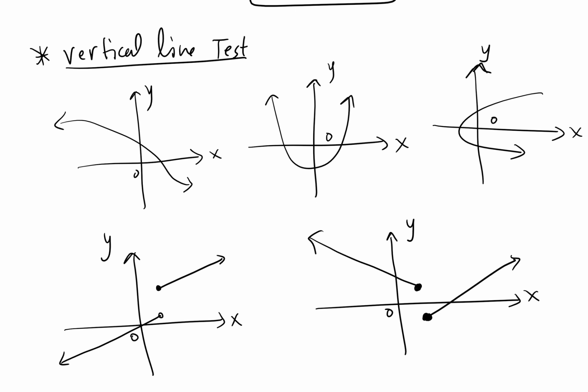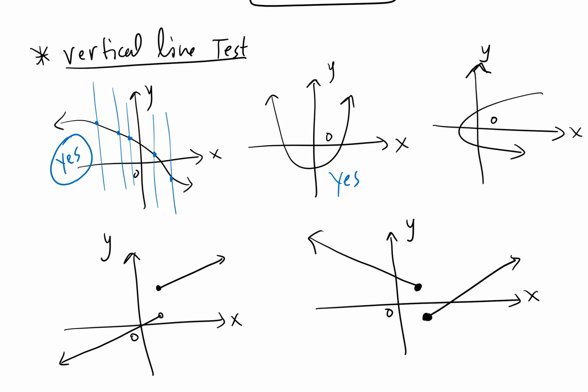So the vertical line test says if you draw vertical lines for any of the graphs, if it crosses always at one point, then it is a function. So the first one is a function. What about the second one? Is that a function or not? Yes, it is, because every time you draw a vertical line, it crosses the graph at exactly one point.